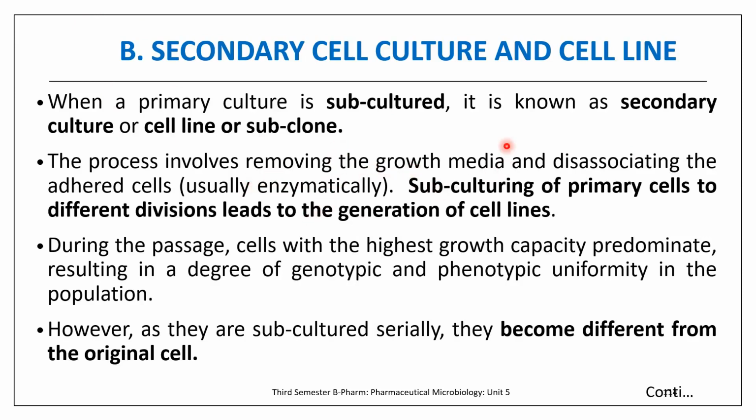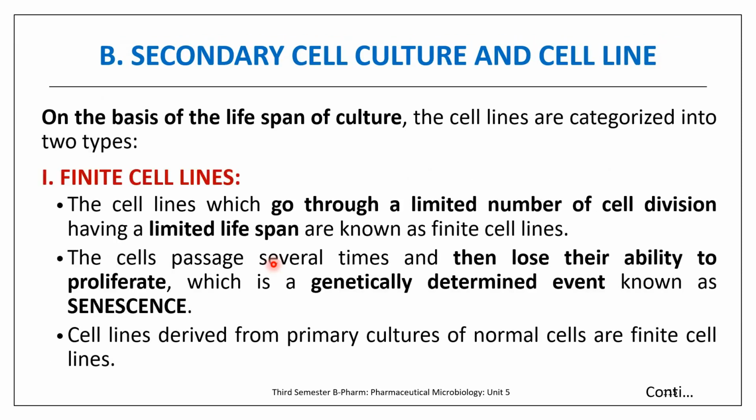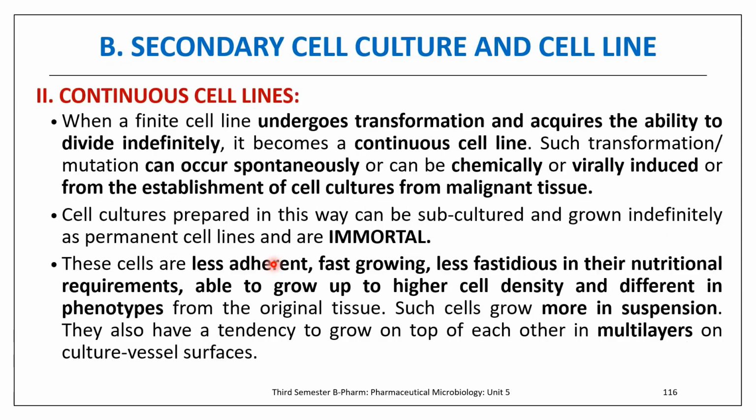This process involves removing the growth media and dissociating the adherent cells, and subculturing of the primary cells to different divisions leads to generation of cell lines. So this will be different from the original parent cell. The secondary cell will be different from the original parent cell because it will show different kinds of properties based on the physical environment we are providing. If you are changing the growth media, if you are changing the physiochemical parameters, they will act differently from the original cells. Again, this secondary cell is divided into finite cells as well as infinite or continuous cells.